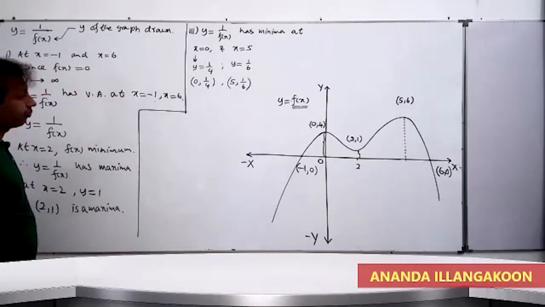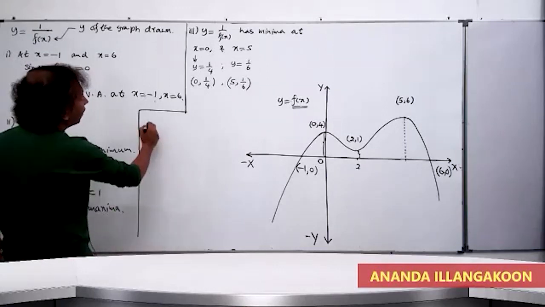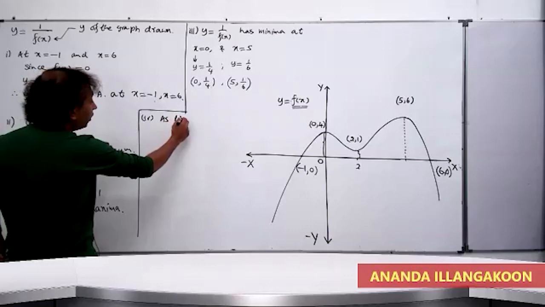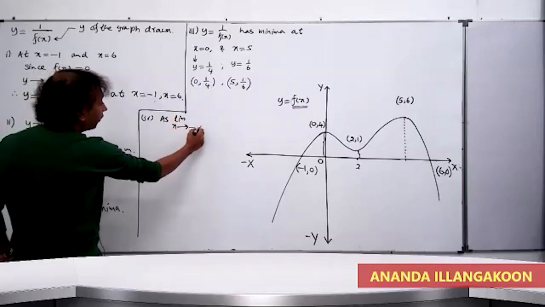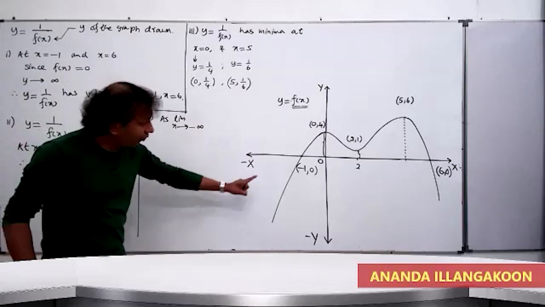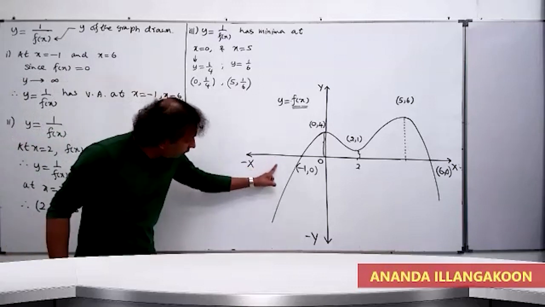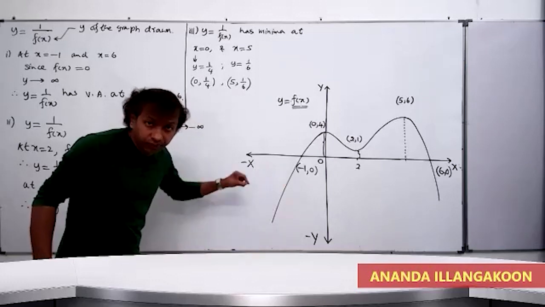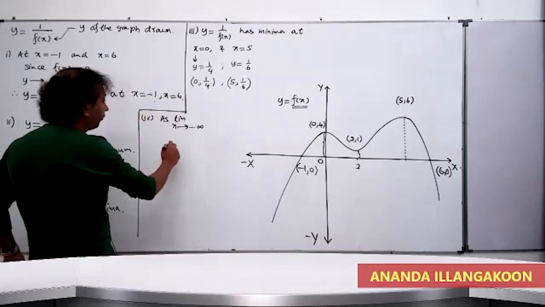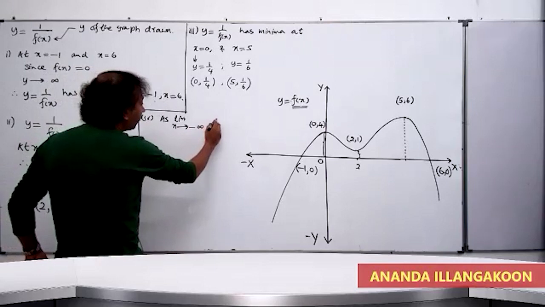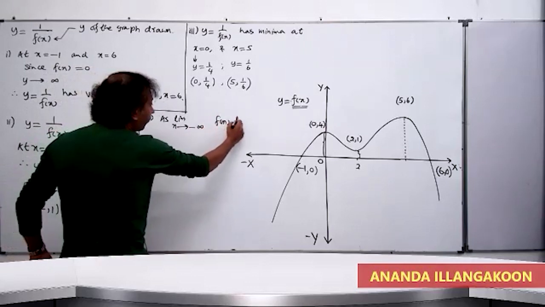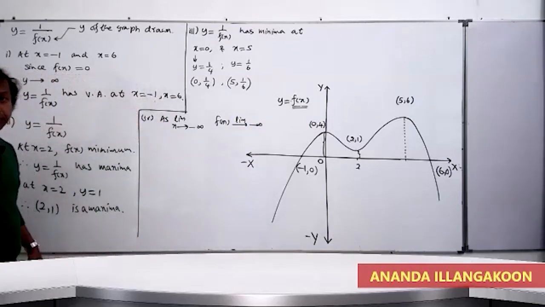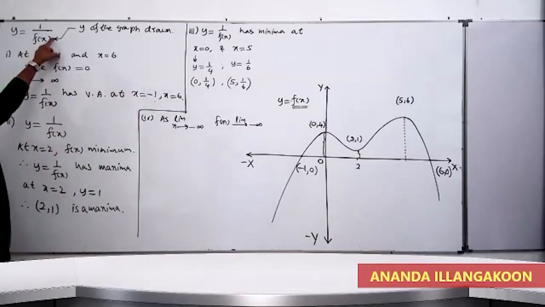Next one, right? Number 4. As limit x going to negative infinity, what can you say about this f(x)? f(x) is going to negative infinity, a fixed limit going to negative infinity. That means this is going to negative infinity.